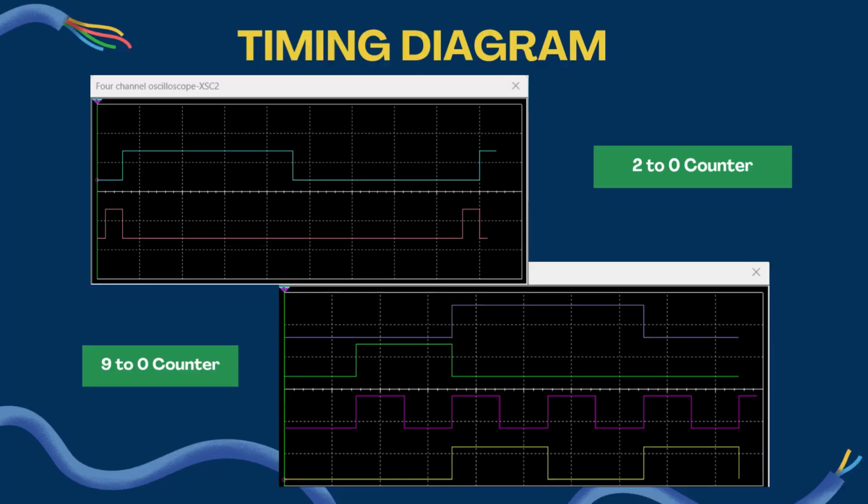To verify our design, we observed the timing diagram of both 2 to 0 and 9 to 0 counters. The diagram shows the correct transition of output states on every clock pulse. It also helps us detect small glitches that may happen due to asynchronous triggering.